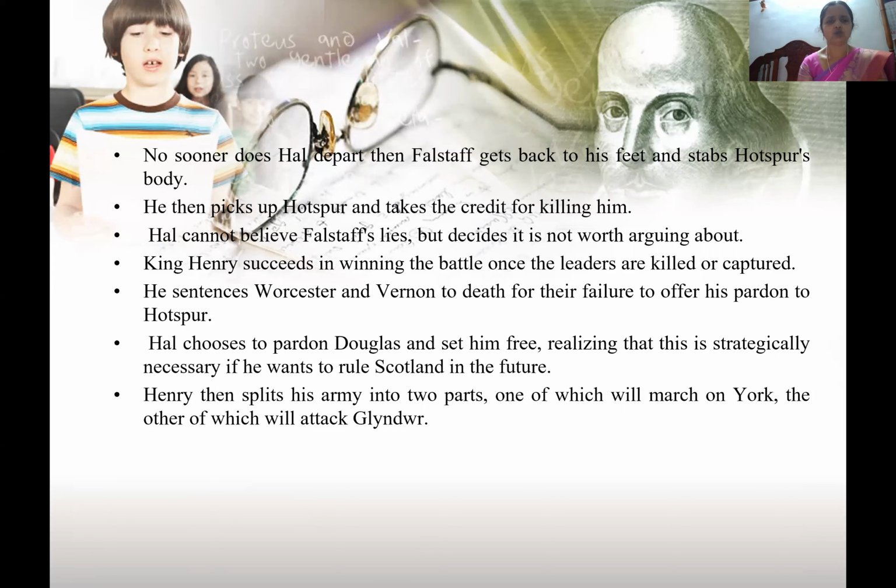He sentences Worcester and Vernon to death for their failure to offer his pardon to Hotspur. Hal chooses to pardon Douglas and set him free, realizing that this is strategically necessary if he wants to rule Scotland in the future. Henry then splits his army into two parts, one of which will march on York and the other of which will attack Glyndwr.